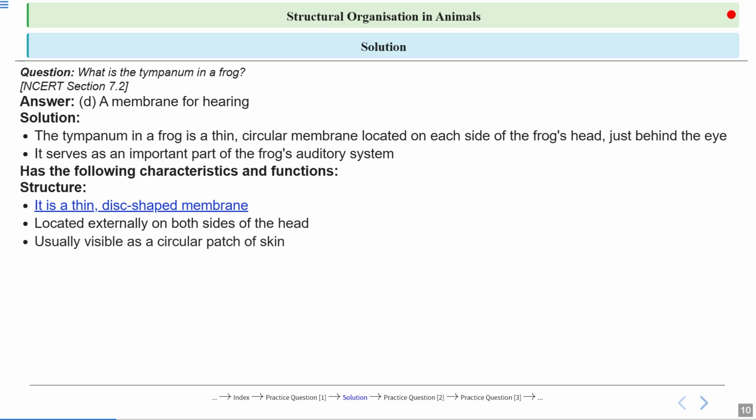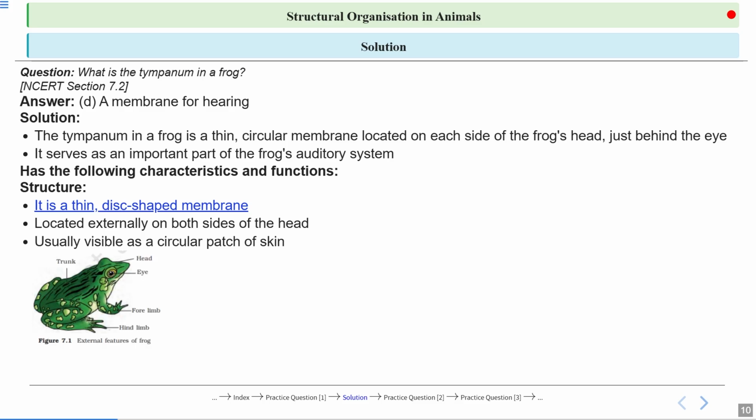It is usually visible as a circular patch of skin, right? So when you see it, you will see it as a skin part, but actually it is a membrane that is concerned with hearing. So here you can see, just behind the eye, there is a tympanic membrane.